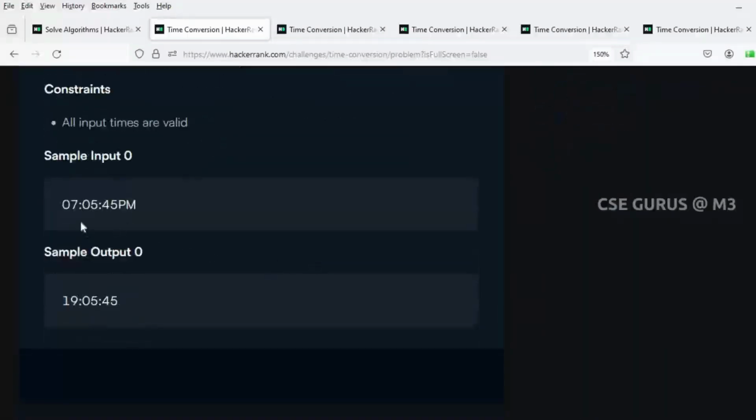Let us suppose you take the sample input 7:05 PM. It has to be written as 7 plus 12, which is 19, so 19:05:45. You must remember this has been taken as a string, and you have to reduce the string like this.